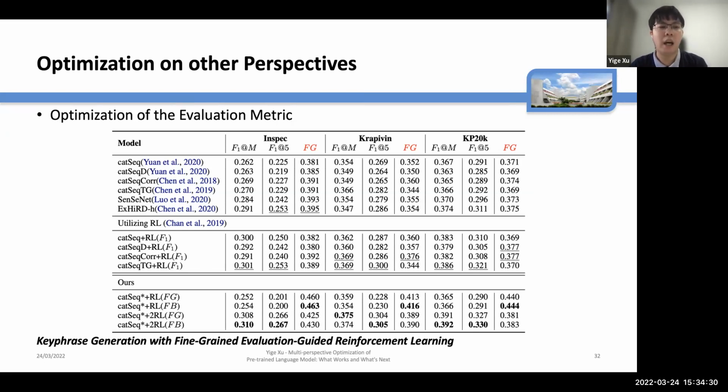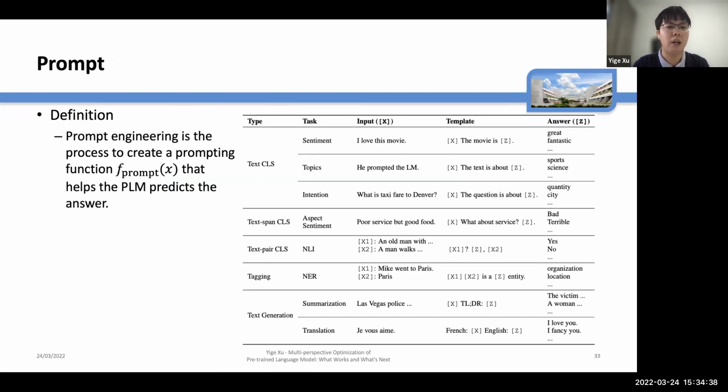So here I conclude some optimizations from different perspectives. And in the future, I noticed that the prompt may be one of the methods to transfer knowledge from the pre-trained language models. And prompt is an engineering that aims to create a prompting function. And with this function, it can help the PLM to predict the answer.